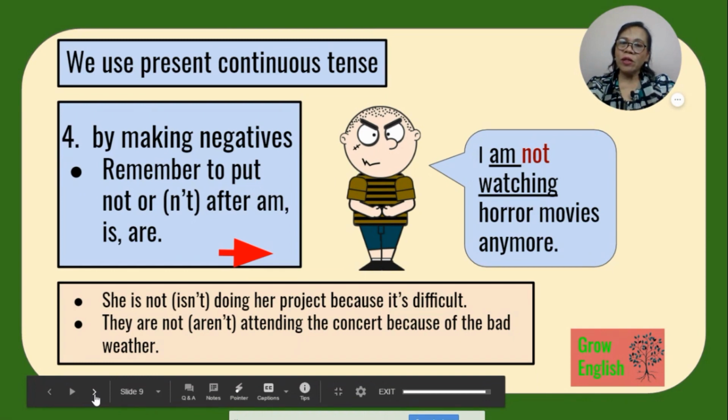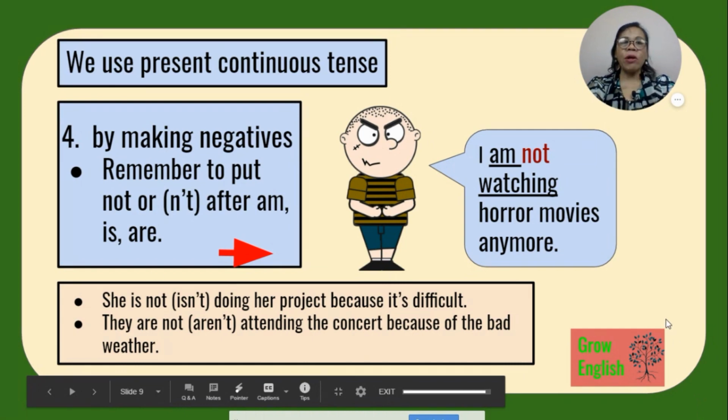We use the present continuous tense by making negatives. So when you say negatives, there must be the word not in the sentence. Remember to put not or n't. What do you call this? This is what you call the contraction of the word not. So the letter O is omitted. That's why there is an apostrophe in between the N and the T. Okay. After am is an R. Now, what do I mean by this?